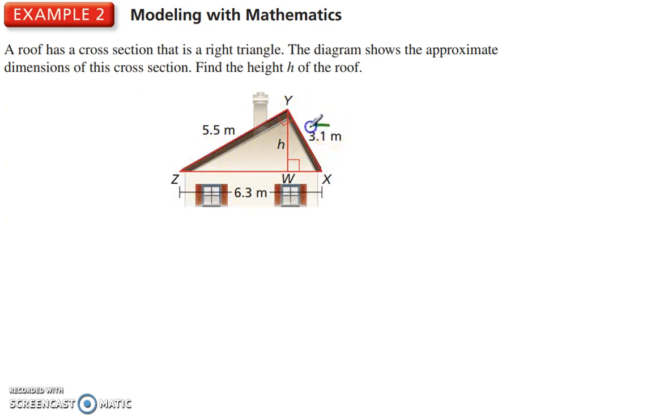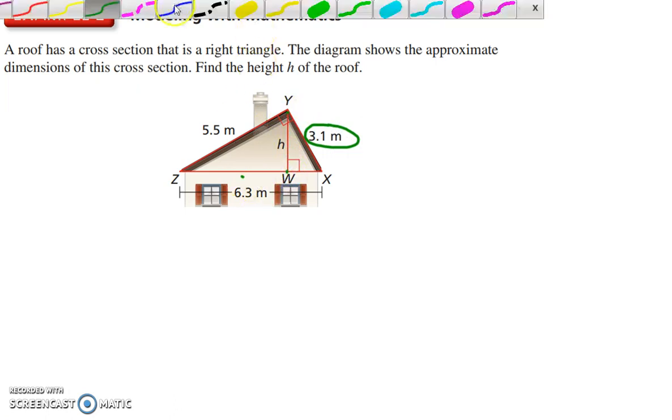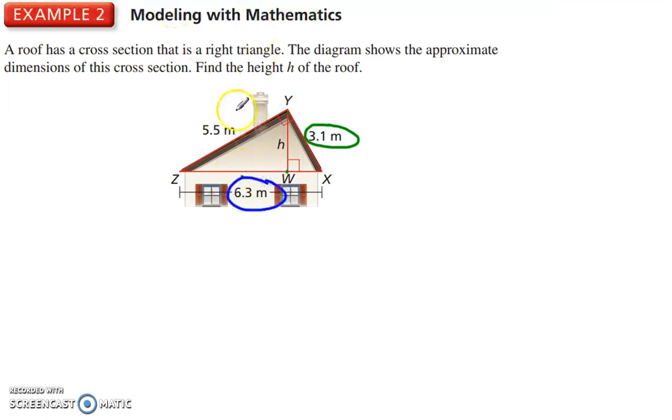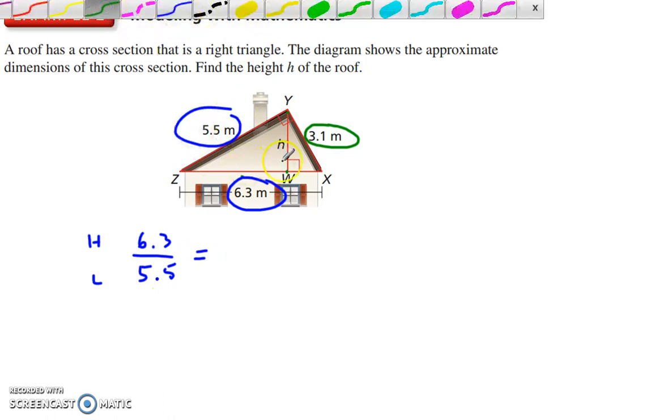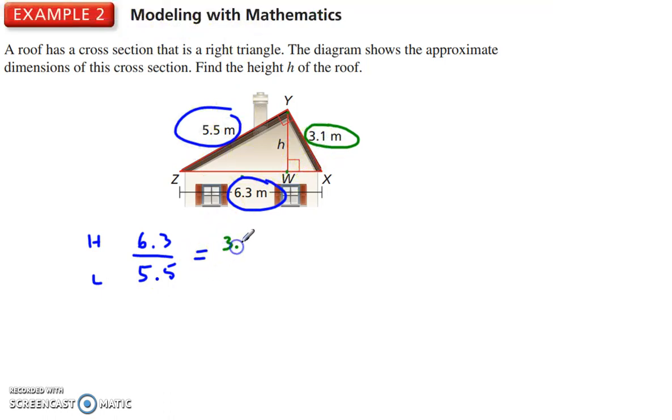We know the hypotenuse of the small one. We want to know the longer leg of the small one. We know the hypotenuse of the large triangle and the longer leg. So I'm going to do hypotenuse 6.3 of the large one to the longer leg. We're doing hypotenuse to leg. So on the other side, I'm going to do the same thing. I'm going to put the hypotenuse 3.1 to the longer leg, and that would be the height.